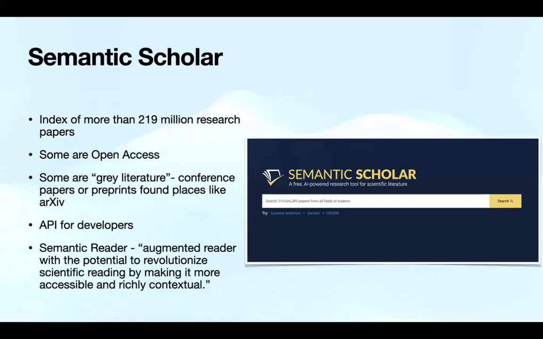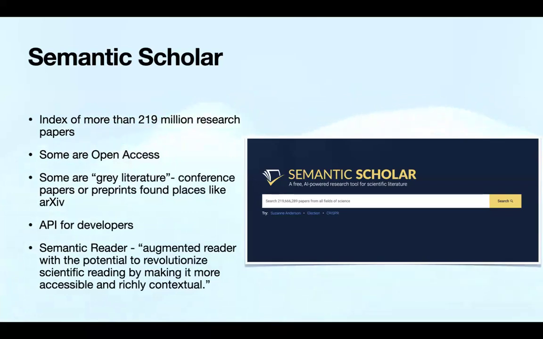Today we're going to discuss Semantic Scholar in a little bit more detail. Semantic Scholar is an index of more than 219 million research papers, some of which are open access. Some of them are what is considered gray literature, which are conference papers or preprints that are found in places like arXiv. They have an API for developers.